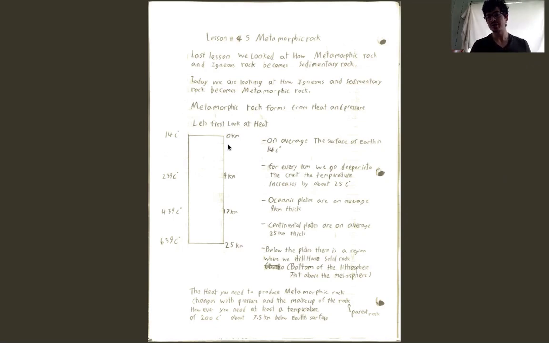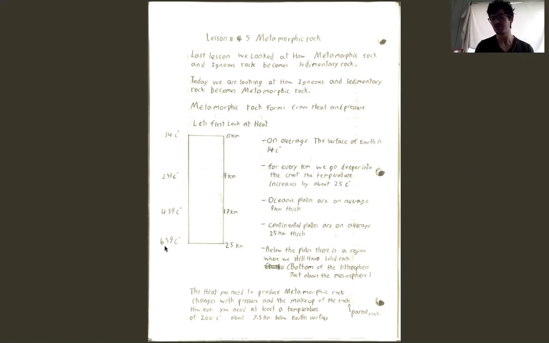We have a nice equation for the deeper we go into Earth's crust. For every kilometer we go down, the temperature is going to increase by 25 degrees Celsius. So that means once we get to 9 kilometers down, we get a total temperature of 239 degrees Celsius. When we get to 17 kilometers down, we have 439 degrees Celsius. And when we get to 25 kilometers down, Earth is at a temperature of 639 degrees Celsius, which is very hot.